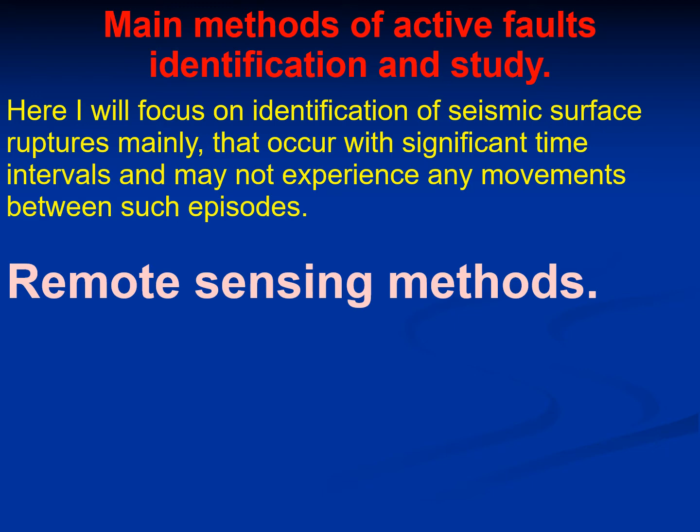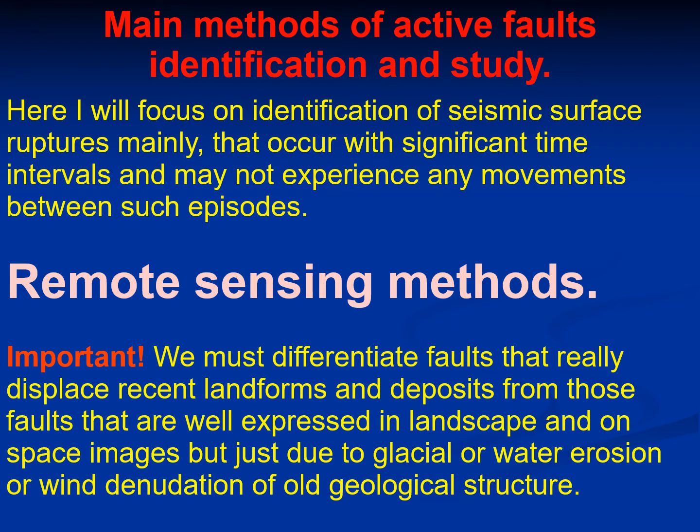First of all, these are remote sensing methods. What is very important? We must differentiate faults that really displace recent landforms and deposits from those faults that are very well expressed in the landscape and on space images, but just due to glacial or water erosion or wind denudation of old geological structures. I will show you some examples.